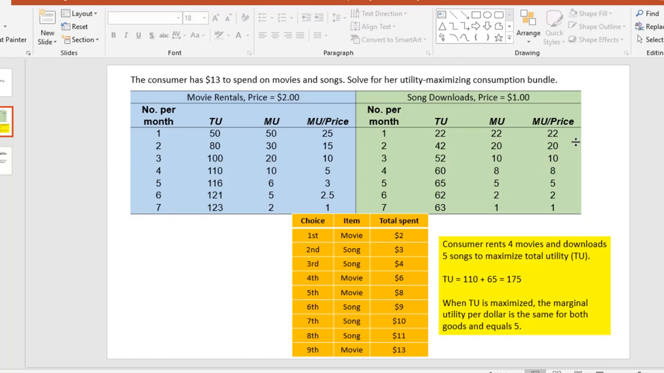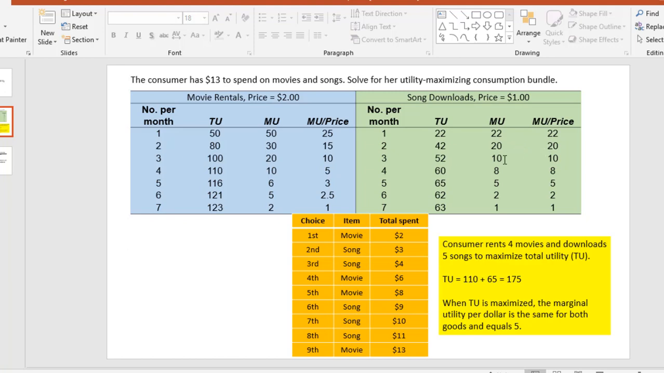And then finally, the all-important column, the marginal utility divided by the price. We're going to take these marginal utility numbers and divide them by 1. So in essence, we get back the same column. 22 divided by 1 is 22, 20 divided by 1 is 20, and so on.